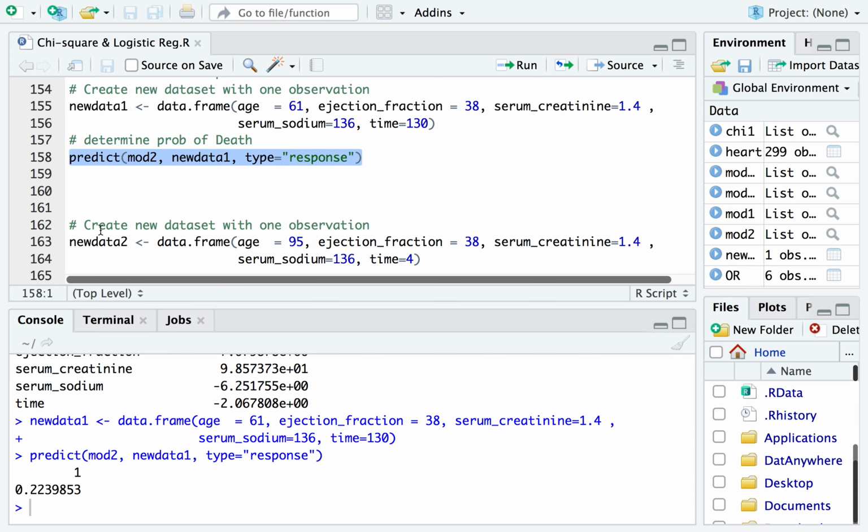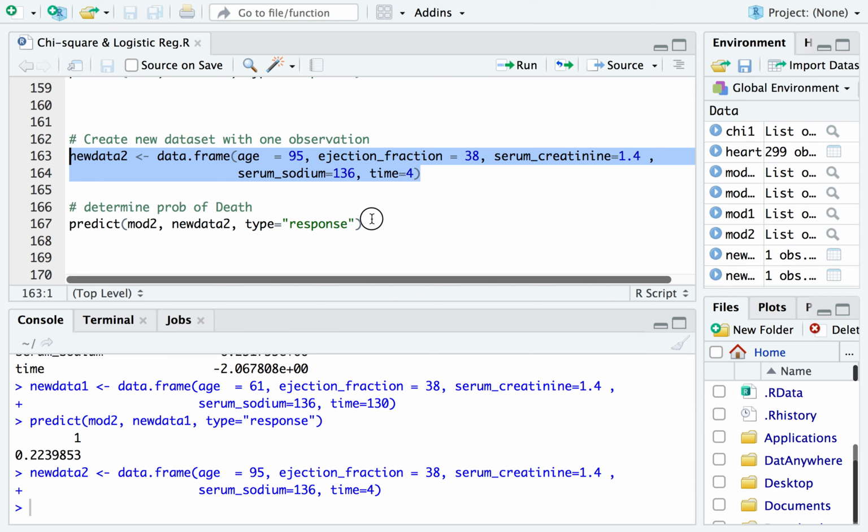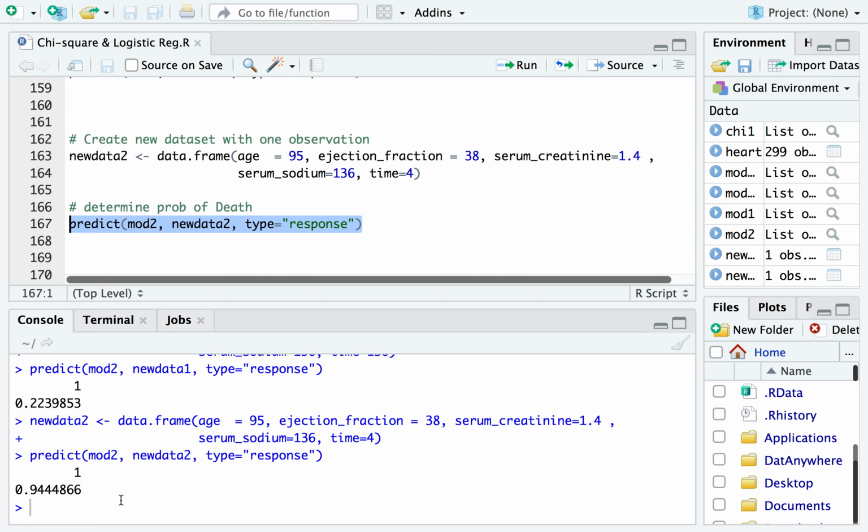Now, just adjusting it here, I'm going to take another observation. This is a data frame, but I just want to look at one participant at a time. You can obviously have a larger data set, and you can fit the model to a larger data set. But here it's going to be the same data, and the only things I'm changing are increasing age to 95, and decreasing time to 4, because time was a negative predictor, seemed to decrease the odds of death. So I'm going to change time in days, so let's run it, and now let's predict using the same model onto the new data point, new data 2. Let's run. So I expect it to increase, and it did.